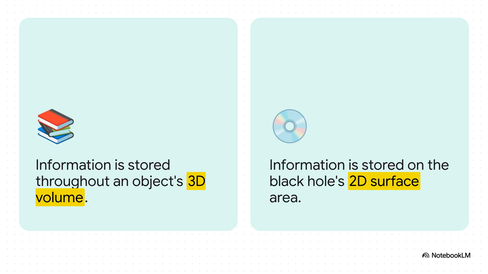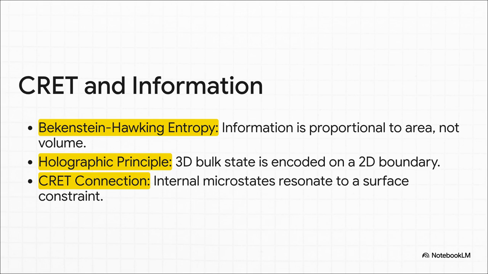All the information about every single thing that has ever fallen into a black hole, it isn't stored inside its 3D volume. It's somehow, impossibly, encoded on its two-dimensional surface, the event horizon. And this is where it all just clicks into place. Foundational ideas in physics, like Bekenstein-Hawking entropy and the holographic principle, they both confirm this bizarre idea that a black hole's information lives on its surface. And CRET gives us a potential why. It suggests all that internal chaos, the noise, is now perfectly organized by and resonating with that final constraint, the event horizon. The entire 3D interior becomes perfectly encoded on its 2D surface, just like a hologram.